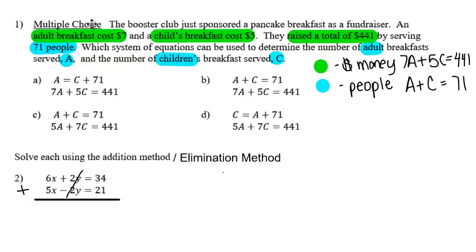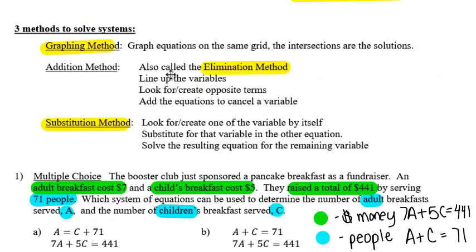The next example deals with the elimination method. So let's go back up and review these steps. You're going to line up the variables. So A will be on top of A, X will be on top of X, Y will be on top of Y, and so on. Whatever letter is there, you line them up.